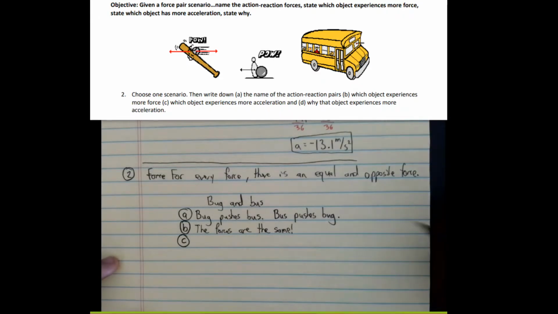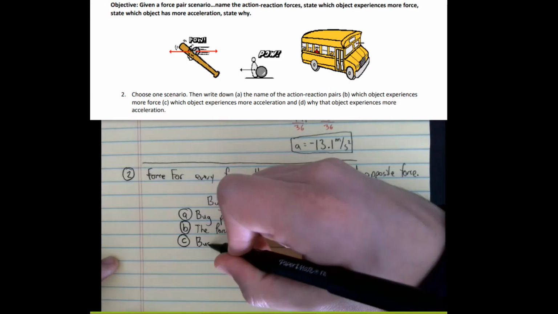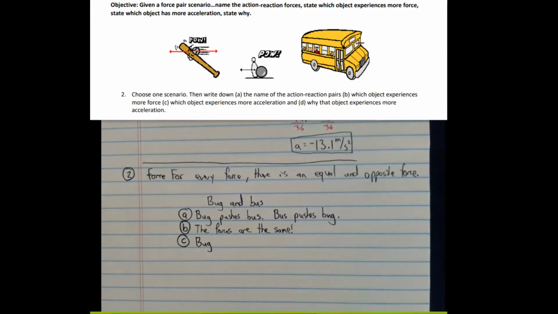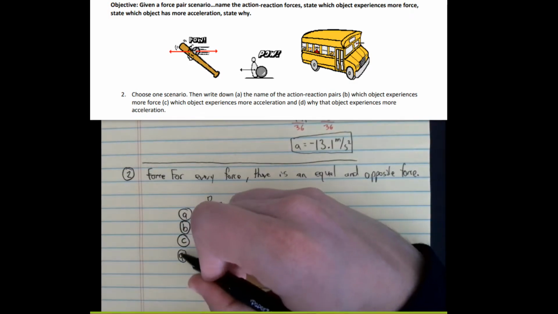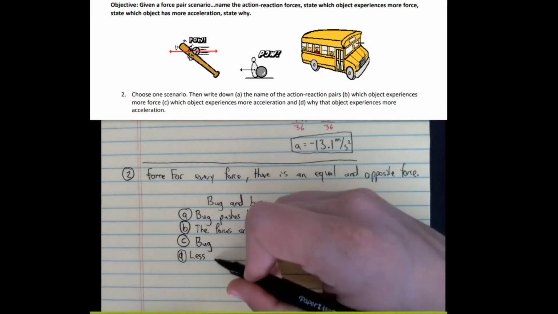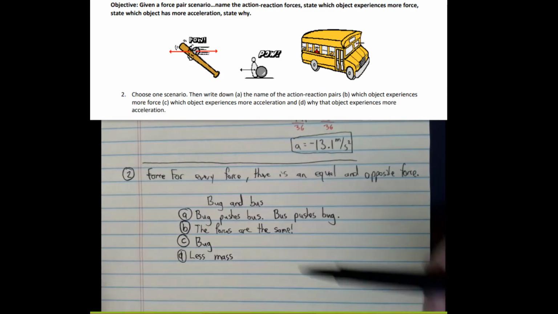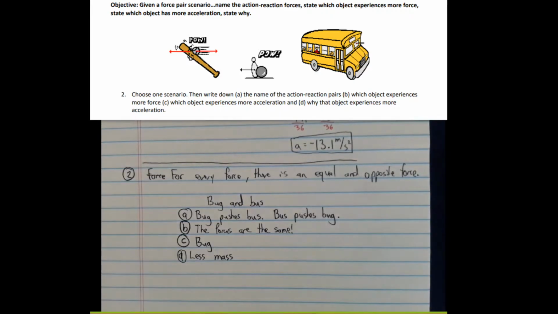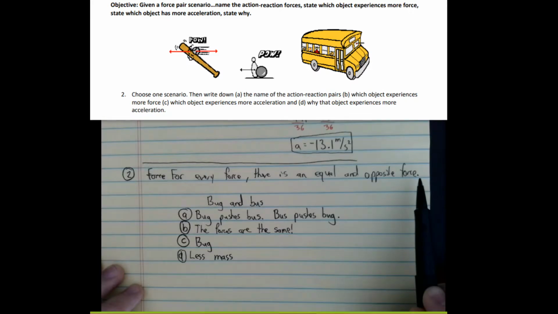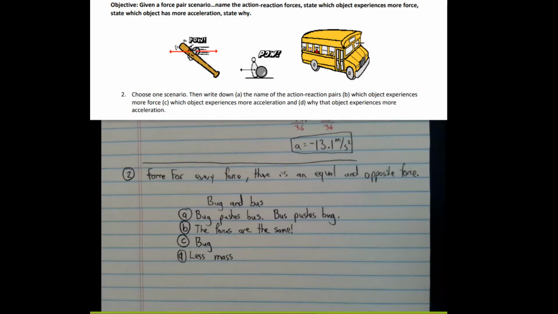Which one accelerates more? It's the bug. Why does the bug accelerate more? Because it has less mass. So this is four logical steps that I think are quite easy if you remember this. You just have to remember that the forces are equal.